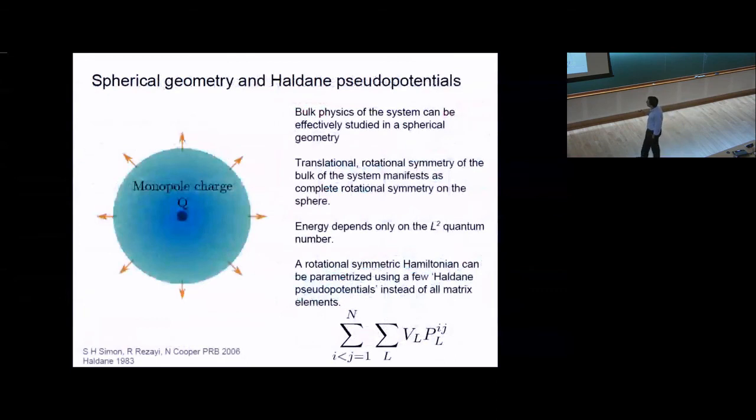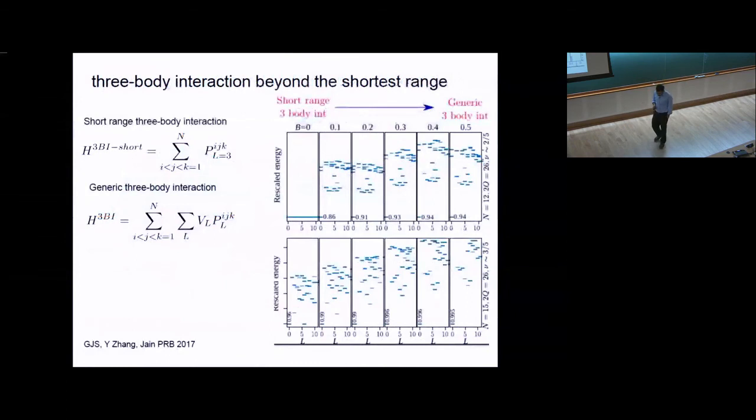Any rotationally symmetric Hamiltonian can be written using a few Haldane pseudopotentials. This corresponds to two-body interaction, but it can be generalized to cases with n-body interactions. To elaborate on our main point, the top panel shows the spectrum of a system at some filling fraction mu, and the bottom panel shows the spectrum at some filling fraction 1 minus mu.